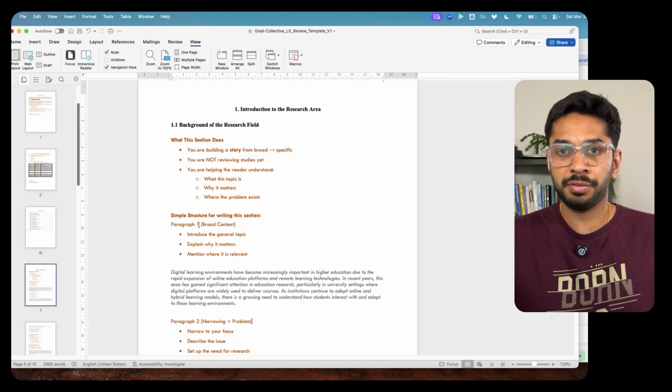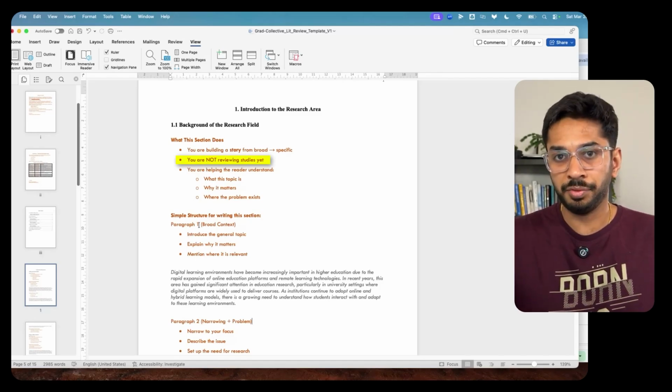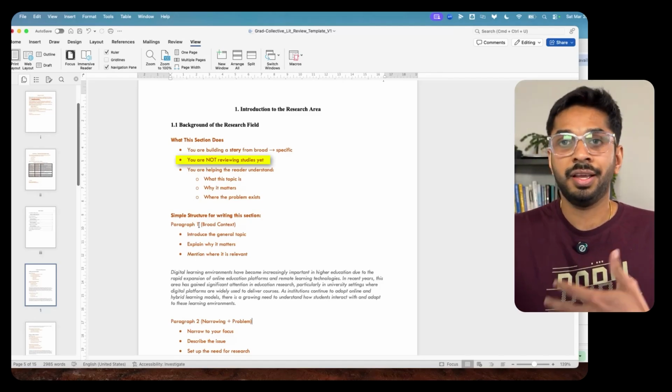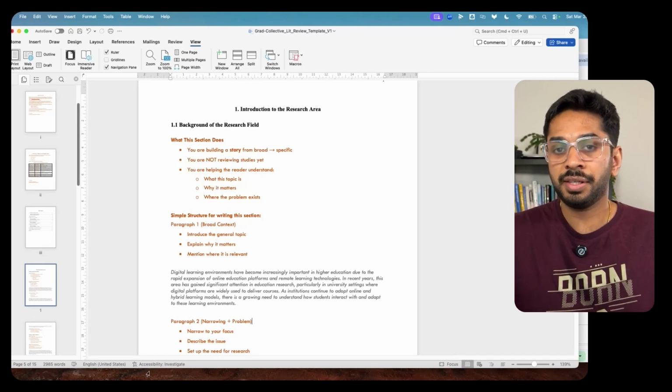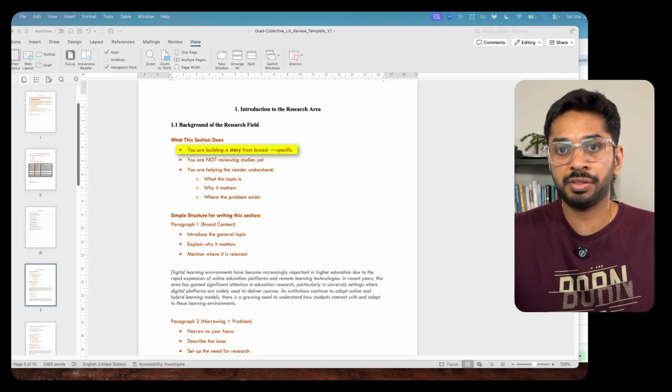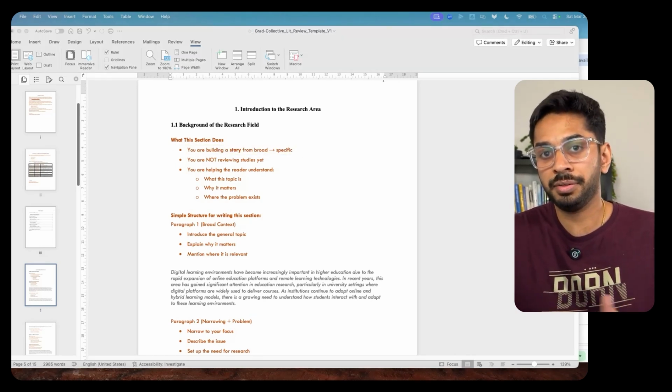Now, this section is very straightforward. You're not yet reviewing your studies. You're not supposed to start adding in-text citations. You're simply setting the context. You're telling the story where you start broad and then you narrow down to your research topic.